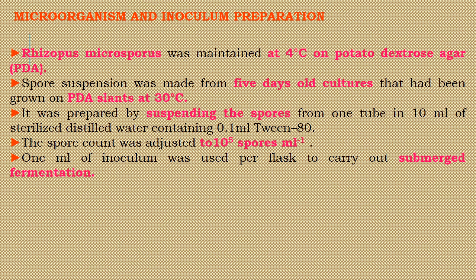Then we will see that only one specific microorganism, Rhizopus microsporus, will be used. This requires at least 5 days for the recovery or regeneration of that particular microorganism. Once it has been suspended, if the spores have formed up to 10 power 5 per ml, then we will move on to the submerged fermentation. So we are going to look at only the submerged.